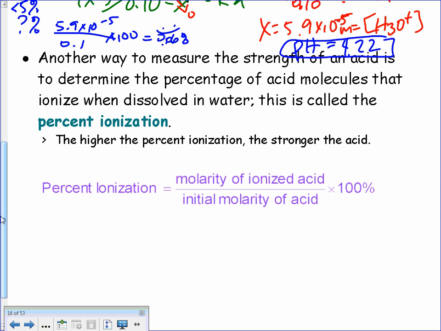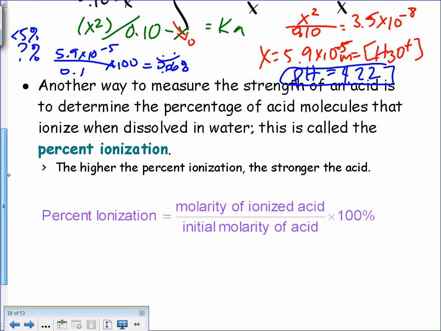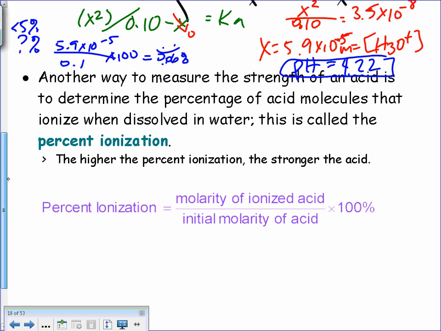So in that first example, the percent ionization is actually what our 5% rule indicated. Do you realize that? What would you say the molarity of the ionized acid is? Just the molarity of the ionized acid. 5.9 times 10 to the negative 5th molar, because that's the amount of hydronium or H+ that was created from the acid in solution. What would you say the initial molarity of the acid was? 0.1, right? Doesn't that look like the 5% rule we just did?